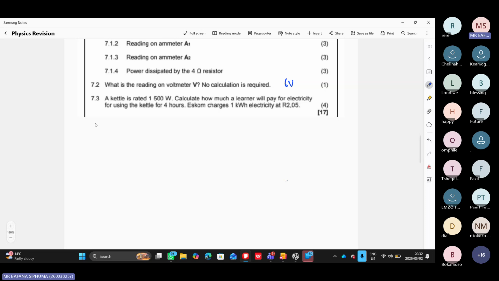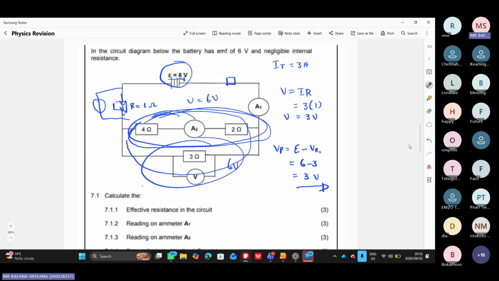Sir, I wanted to ask: if we are asked to calculate the EMF of the battery in a parallel connection, given the internal resistance and the total current, and not given the other values, do we need to calculate it first? Can you hear me? Yes, I can hear you.